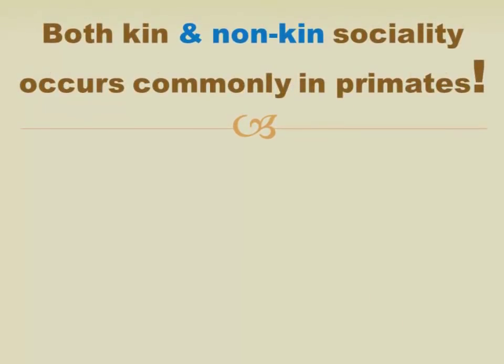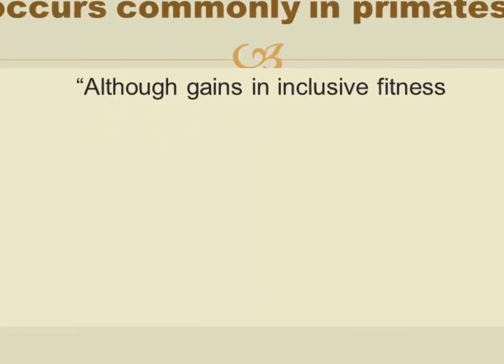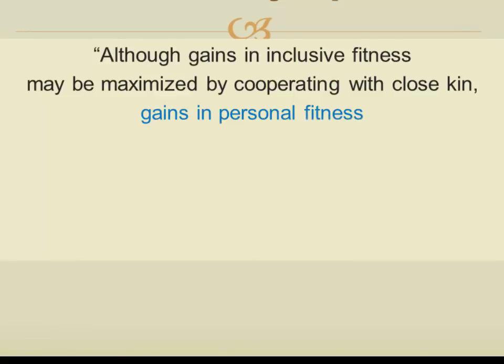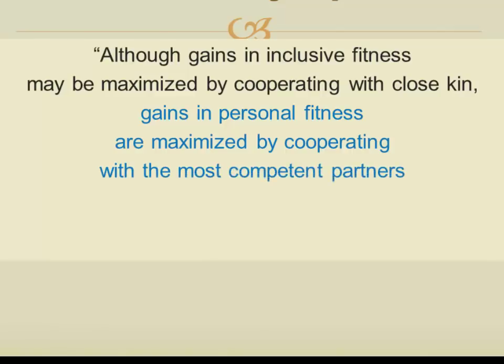So because of that, we shouldn't be surprised by the observation of primatologists that social life among primates isn't just about kin hanging out together, but it often involves non-kin. And here's a conclusion to a recent collection of work on kinship behavior in primates. The authors write that although gains in inclusive fitness may be maximized by cooperating with close kin, gains in personal fitness are maximized by cooperating with the most competent partners, regardless of their degree of kinship. And because that personal fitness is so much stronger when you're having offspring, you get those 0.5 units of fitness with each offspring, that's never going to become inconsequential.